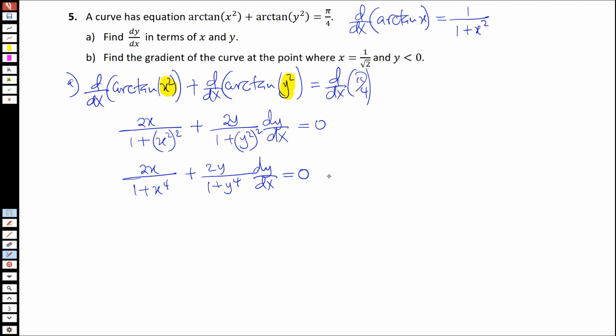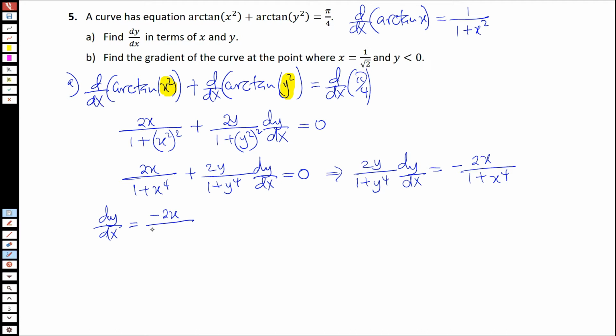Which implies that 2y over 1 plus y to the power 4 multiplied by dy over dx will be equal to the negative of 2x over 1 plus x to the power 4. So which means that dy over dx will be equal to negative 2x over 1 plus x to the power 4, divided by 2y over 1 plus y to the power 4.